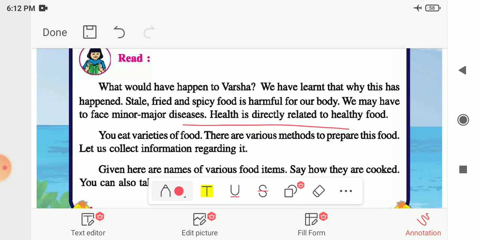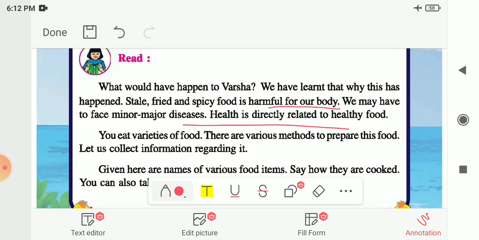We have already learned why this happens: insects spread the germs which cause disease. That's why Varsha may fall ill. Stale, fried and spicy food is also harmful for our body, and we may face a major or minor disease. Health is directly related to healthy food. If we want to remain healthy, then we have to eat healthy foods.